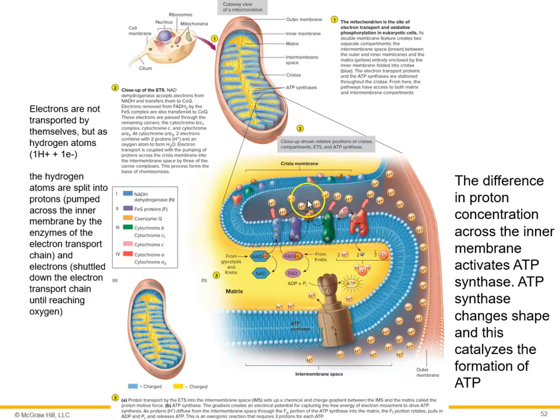Now, why is this proton gradient important? Well, you'll notice there's a high concentration of protons in the inner membrane space and a low concentration in the matrix. What happens is these protons move down the gradient through ATP synthase, and it essentially activates this enzyme to help phosphorylate ADP, producing ATP. So you have to have this proton gradient in order to produce ATP.